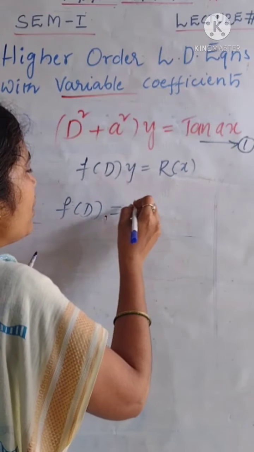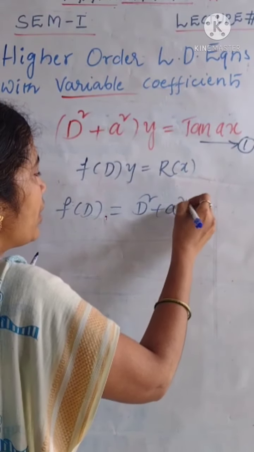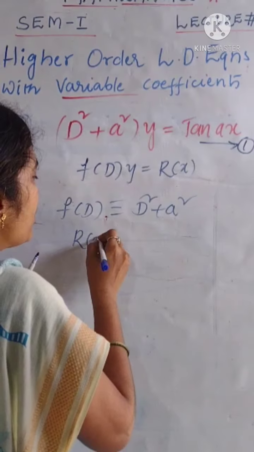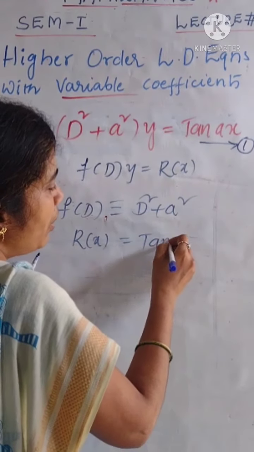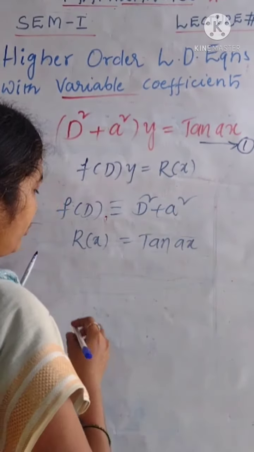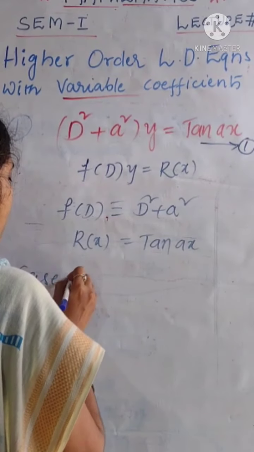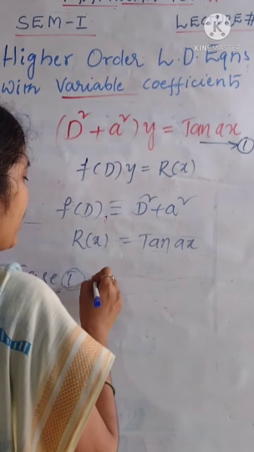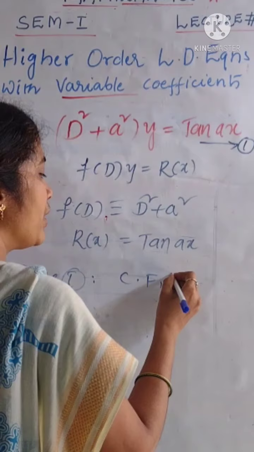This is nothing but d square plus a square, and r of x is given in this problem as tan ax. Case 1, let us find the complementary function yc.